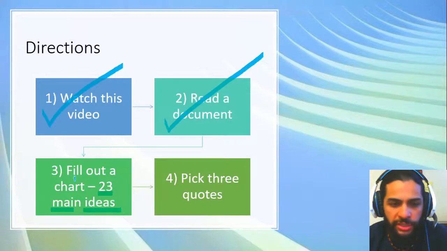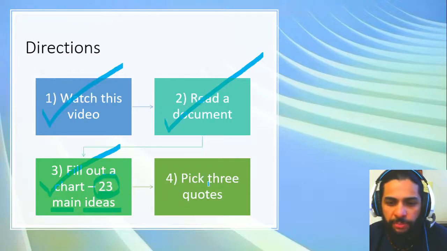So you're going to see that chart in your Google Doc. And then once you're done noting all of those main ideas, you're going to pick 3 quotes that you would like to use in your essay. By this point, you've gone over 23 main ideas. Now you're just going to pick 3 that you would like to write more about. So just 4 basic directions. I'm going to go over these 4 instructions at the end of the video one more time just to clarify.